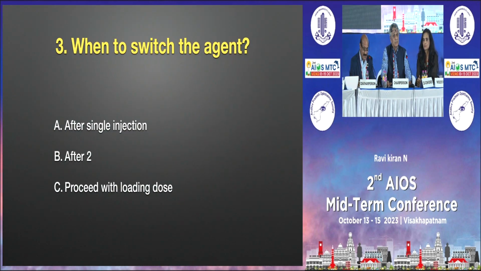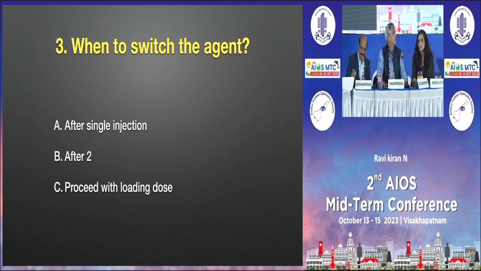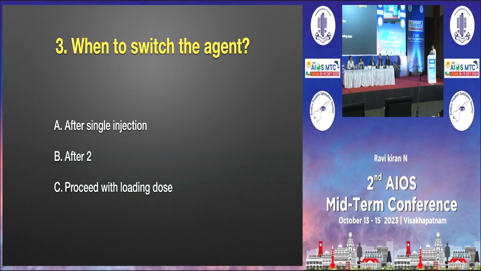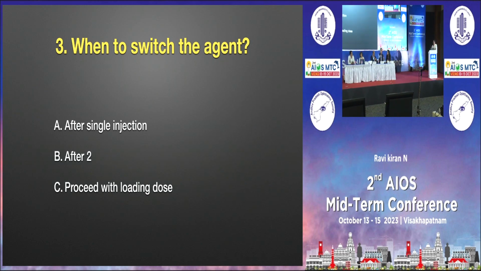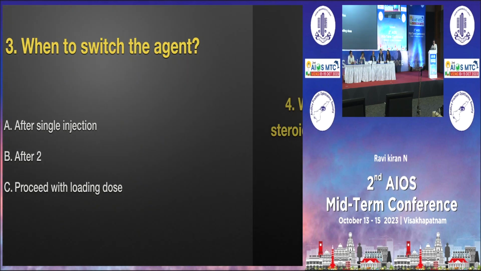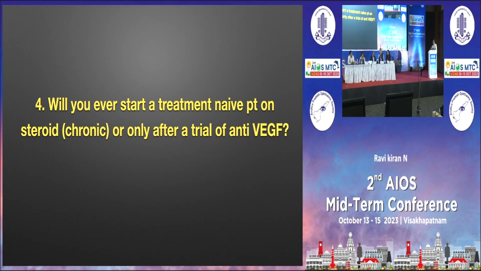My next question is, when to switch the agent? If you see non-responders, will you switch even after a single injection, or after 2 injections, or do you proceed with 3 injections or later? The number of choices you are given are fewer after 2 or 3 injections. 2 or 3 injections. At least 3. I said 2 or 3, because the maximum response will occur in 2 injections. If you see all the graphs, after 1 injection the graph goes like this, then after 2-3 injections it maintains. Okay, moving on to the next question.